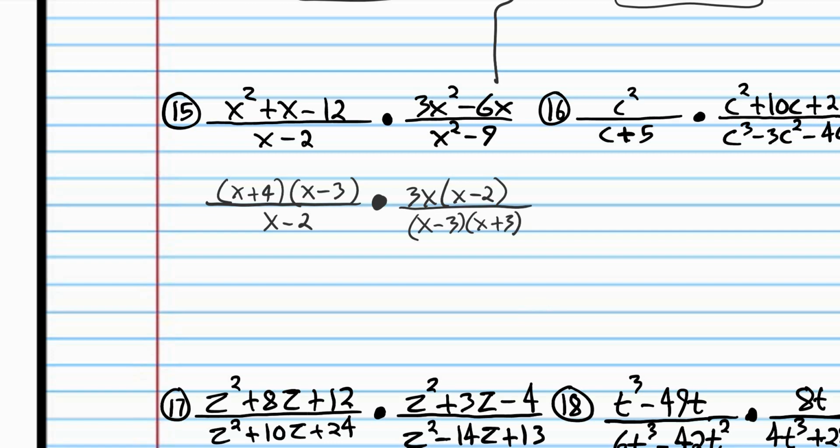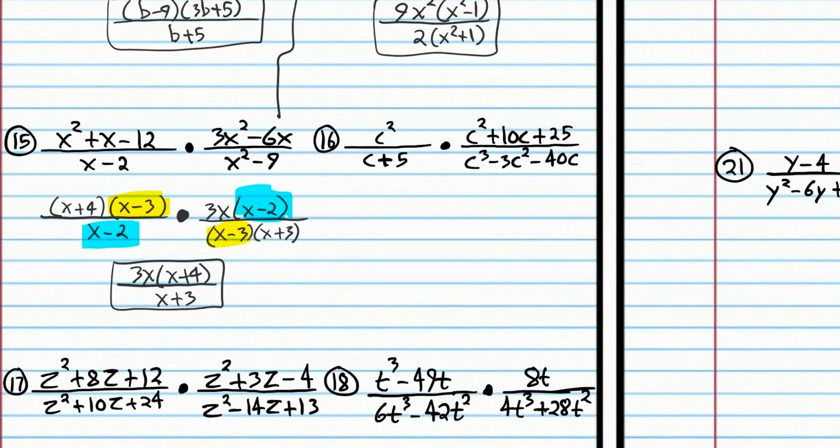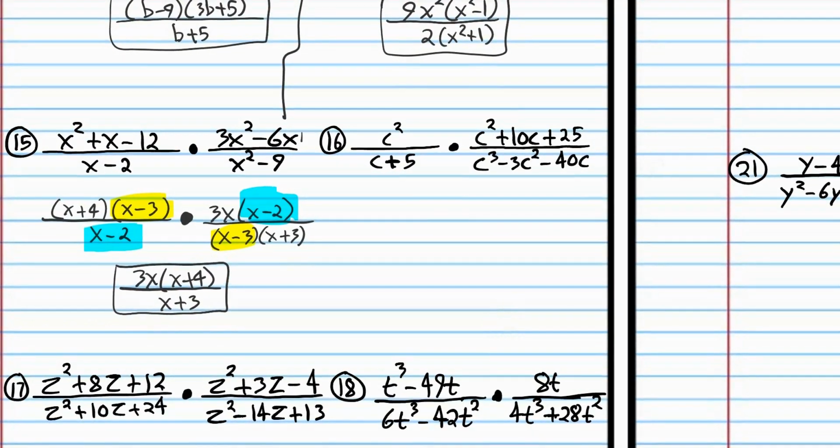Let's just double check that. Everything looks right. So now we just cancel out. Canceling is the fun part. So that's all the stuff that we can get rid of. All right, multiply straight across. And that's the final answer. So if you got that answer, good job. All right, try number 16, and when you come back, we'll do it together.